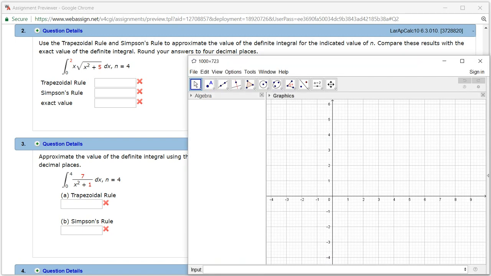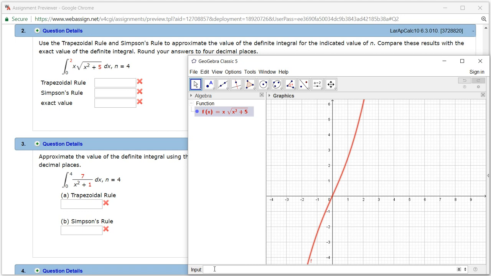First thing I would do is define the function, which is the integrand here. So f of x := x times square root of x squared plus 5. Hit enter. So that's the function.